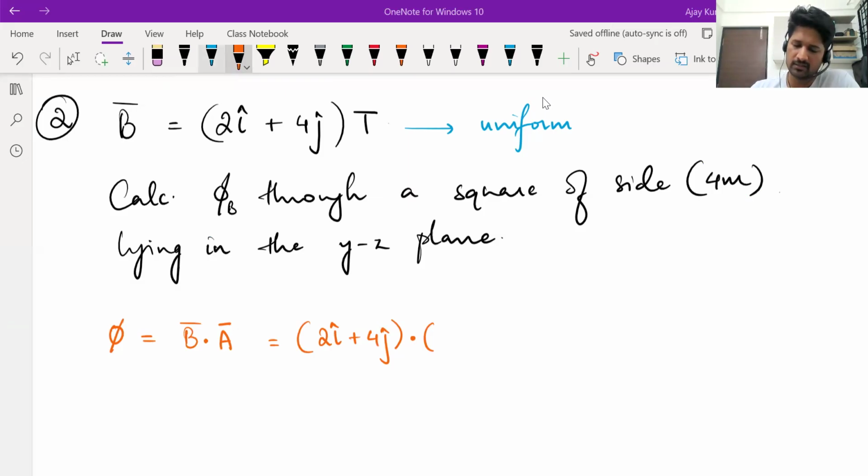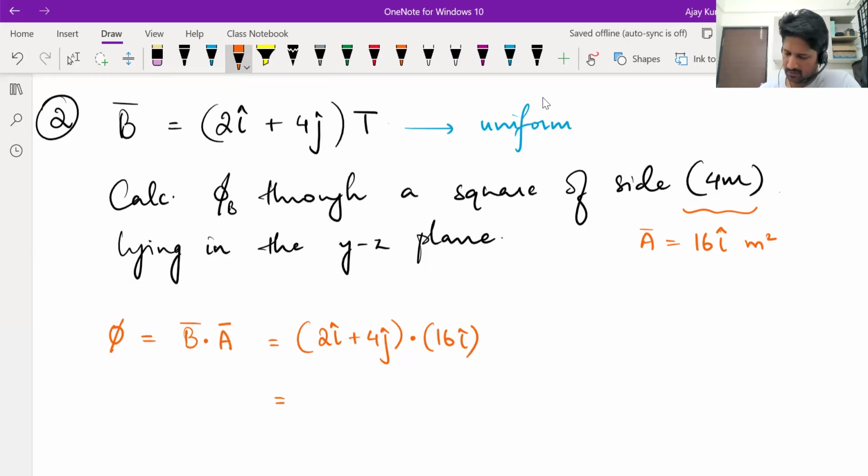If side is 4 meters, we know area is going to be 16 meters square. So you can write the area vector as 16 i cap. It could be minus i cap also. We just want the magnitude of flux, so plus i cap, minus i cap, we are not bothering as of now. It is 16 i cap meter square. That's all.